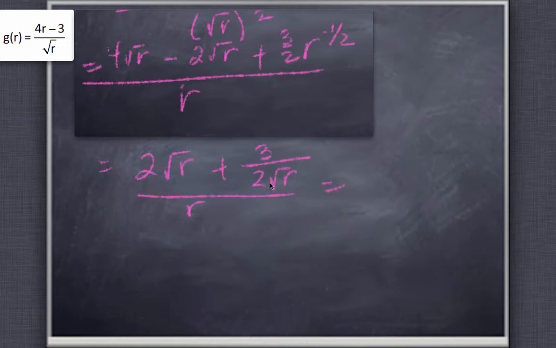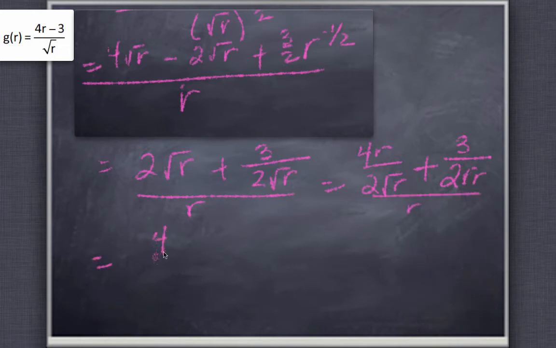I would get a common denominator here, so I'd multiply this by 2 root r as well. So 4r over 2 root r plus 3 over 2 root r all over r equals 4r plus 3 over 2 root r times r. You can invert and multiply this if you want. It's 1 over r.